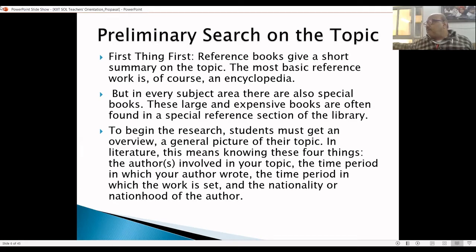So for example, T.S. Eliot may be a modernist writer, but his work may be set in the 14th century. So that is the setting of the work, the time period in which the work is set. The candidate will also have to know the history of that time period, not the political history, the cultural political history. The nationality of the author and the nationhood of the author.